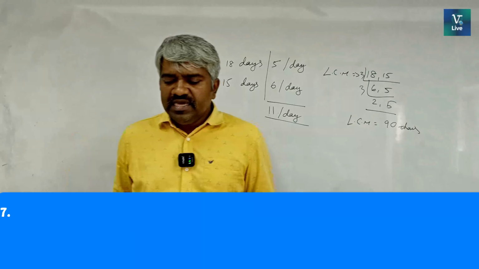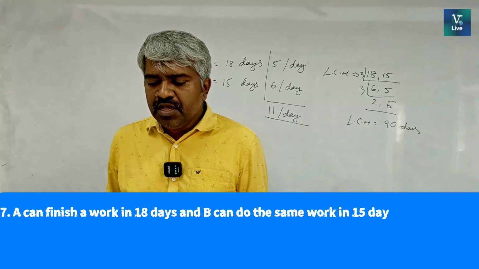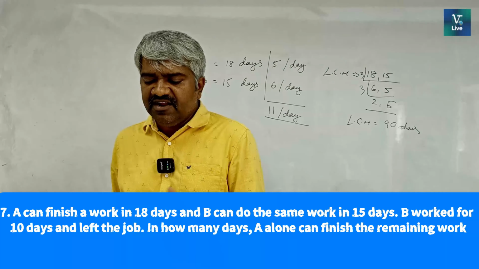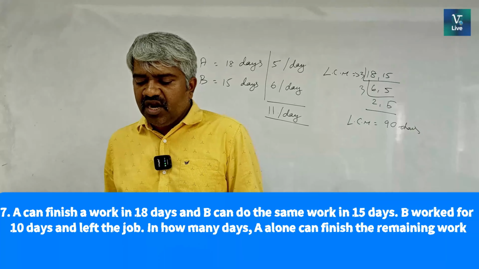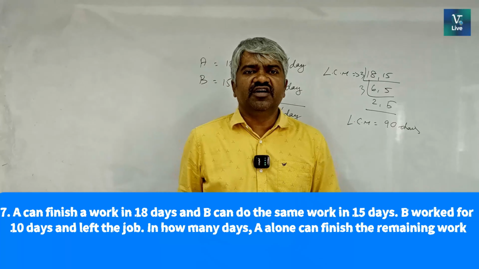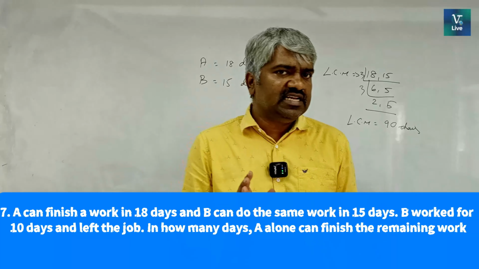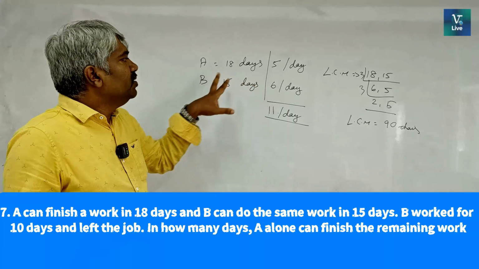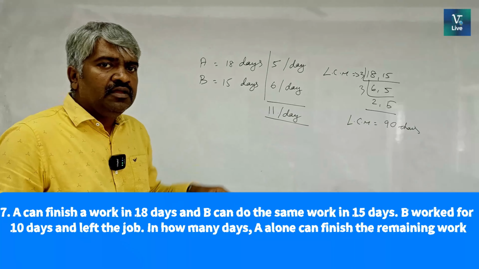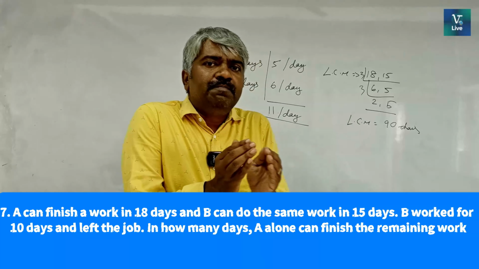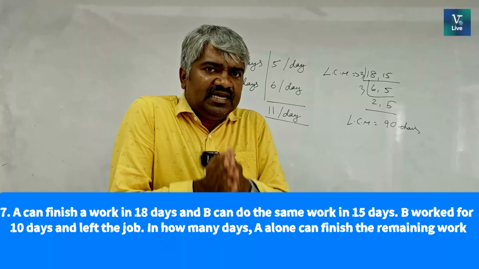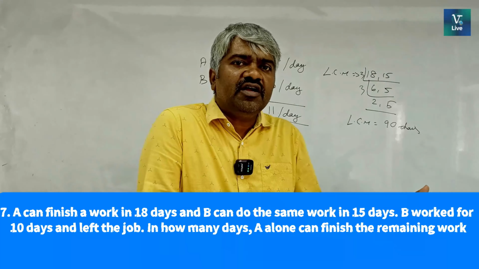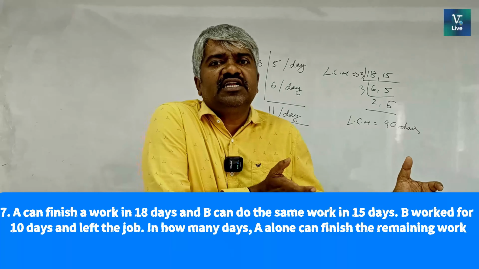Next question. A can finish a work in 18 days. B can do the same work in 15 days. B worked for 10 days and left the job. In how many days can A alone finish the remaining work? See, in this question, they have said clearly that A takes 18 days to complete a work. B takes 15 days to complete the work. For the first 10 days, B will be working. After the 10 days, since B was not able to carry on, the work has been transferred to person A.